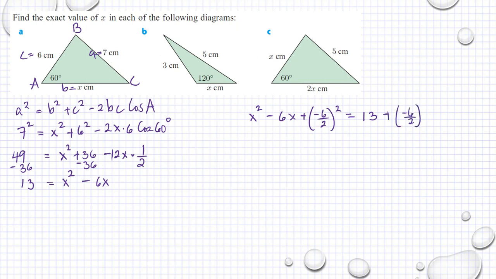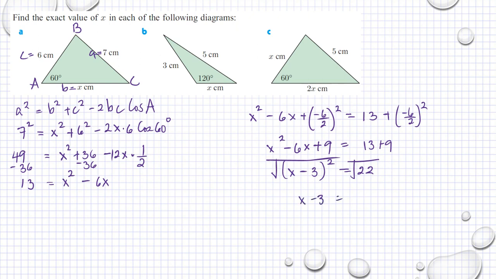Negative 6 divided by 2 squared. So we have x squared minus 6x plus 9 is equal to 13 plus 9. Then this should be a perfect square now. So x minus 3 squared is equal to 22. Taking the square root of both sides of the equation, we have x minus 3 is equal to plus or minus the square root of 22. But we don't need negative right now, so we have x is equal to 3 plus the square root of 22, because there is no negative length. And this is in centimeters.